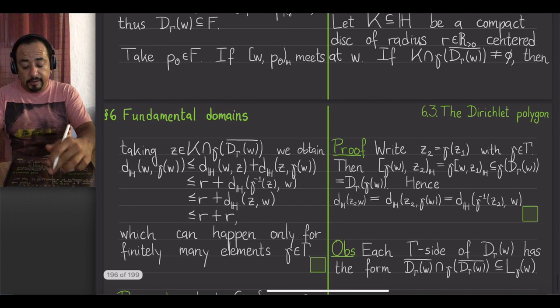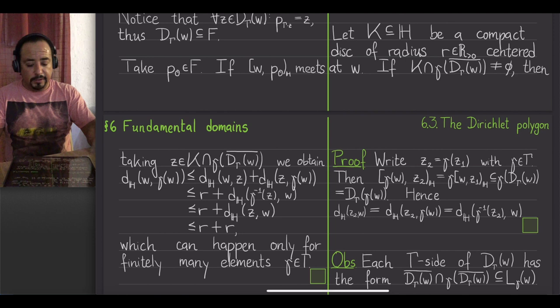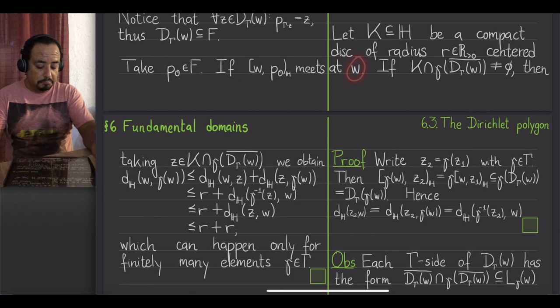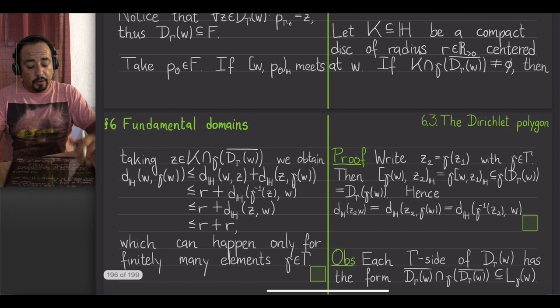But this then shows that the Dirichlet polygon is a locally finite fundamental domain, because any compact subset of H is of course contained in one of these compact disks centered at W. And this finishes the proof, because that was the only remaining property, local finiteness. Okay, and now let's deduce something.